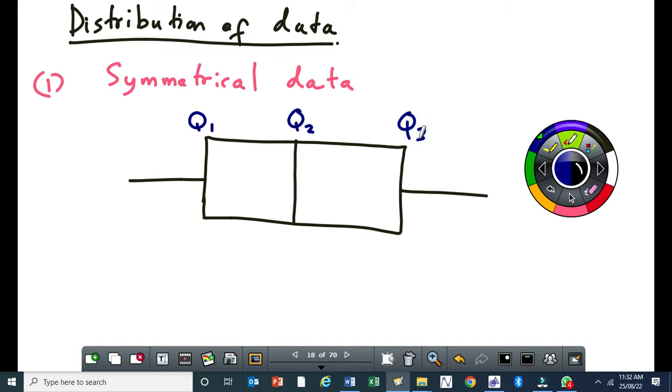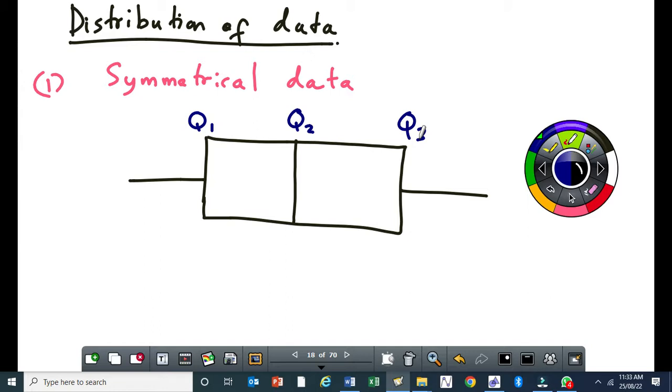Can you please do me a favor? You need to pay attention. From my experience, learners can do well in geometry, but answering questions on statistics can be a problem, especially this part which I'm doing on distribution of data.